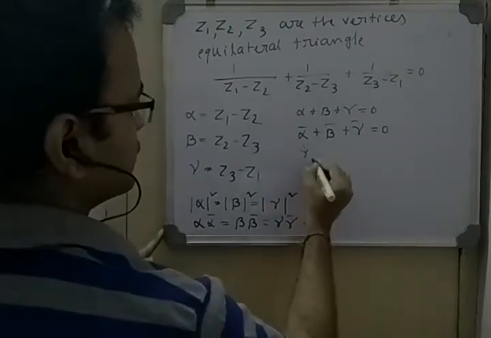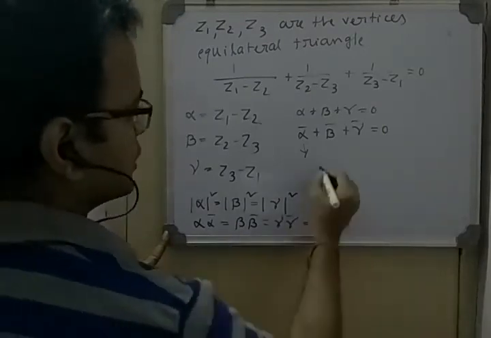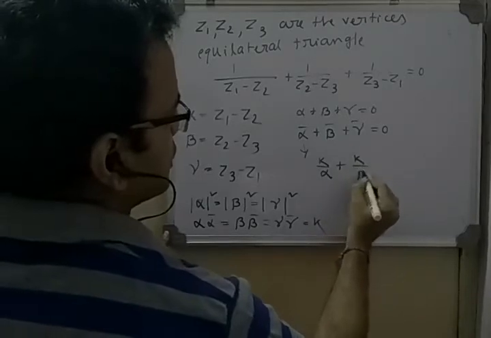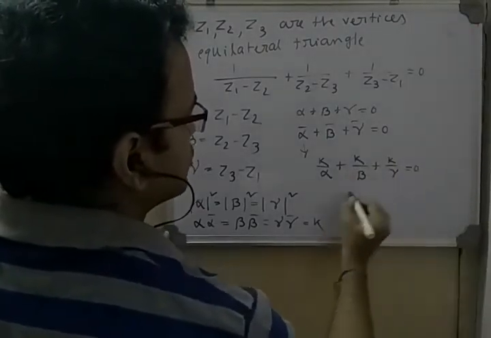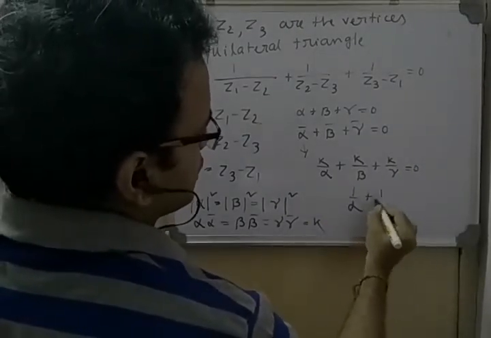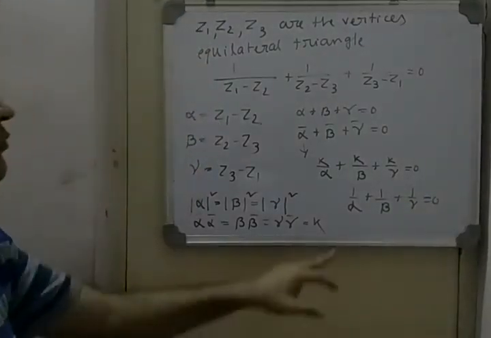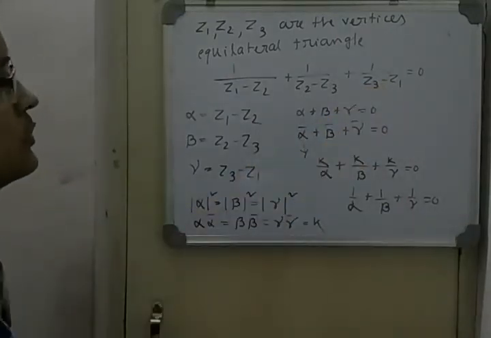So alpha bar becomes k by alpha, beta bar becomes k by beta, and gamma bar becomes k by gamma. Substituting in alpha bar plus beta bar plus gamma bar equal to 0, we get k into 1 by alpha plus 1 by beta plus 1 by gamma equal to 0. Alpha is this, beta is this, gamma is this. So this is proved.